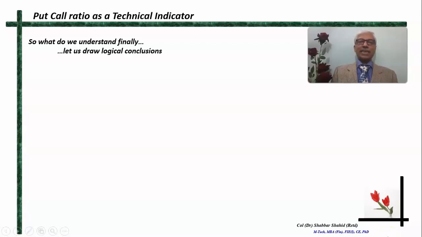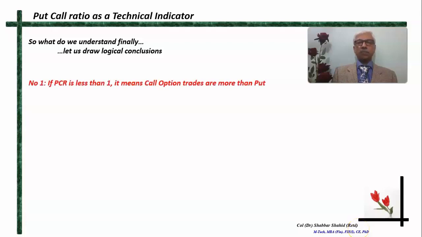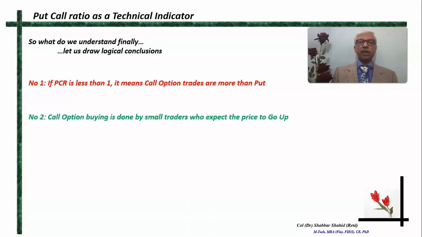So what do we understand finally? Let us draw some logical conclusions. Alright. Number one, we have seen that if the PCR is less than 1, that means that the call option trades are more than the put option trades. Obviously, the ratio will be less than 1 only if the denominator is higher than the numerator, isn't it?